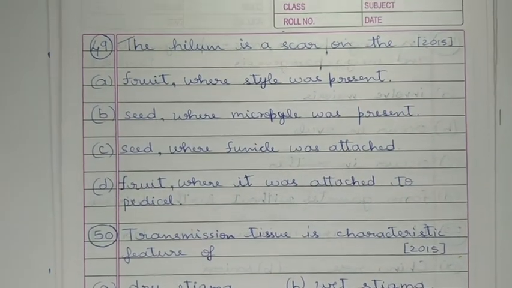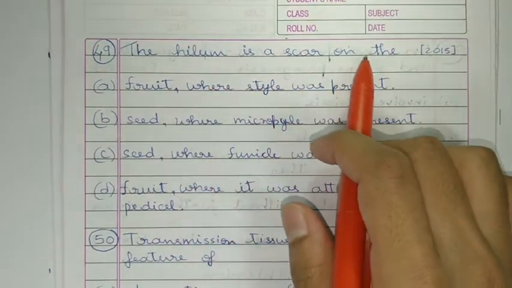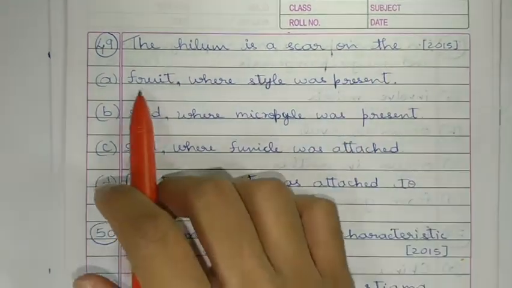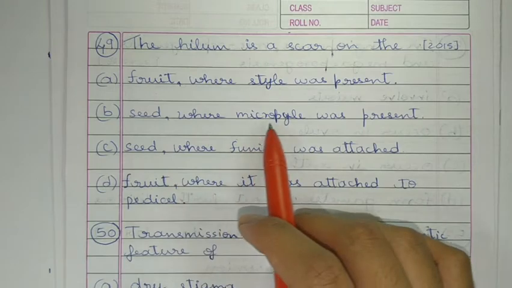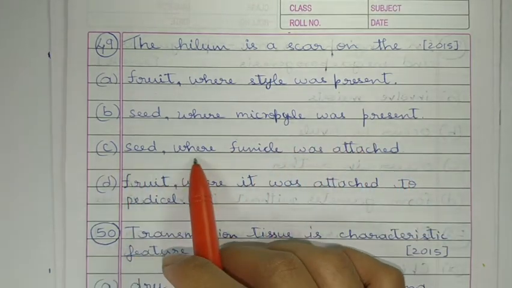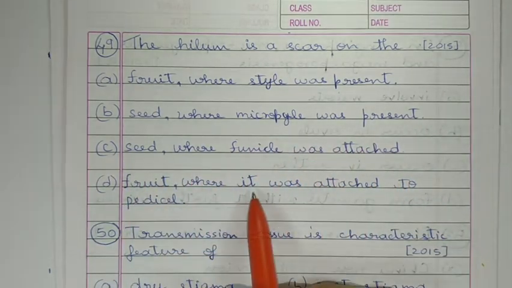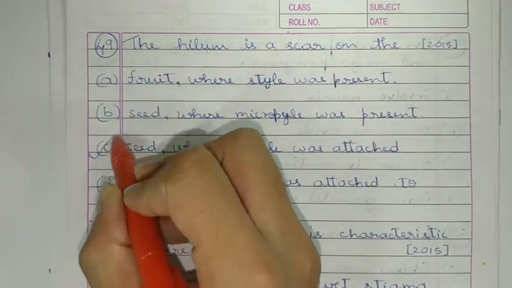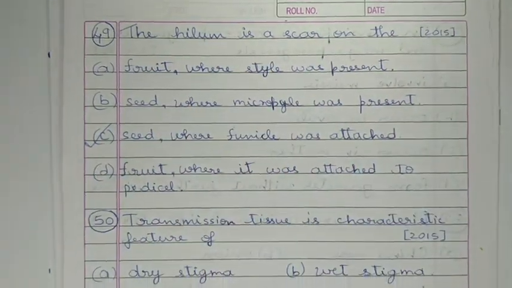49. The hilum is a scar on the option A, fruit where the style was present. Option B, seed where the micropyle was present. Option C, seed where the funicle was attached. Option D, fruit where it was attached to the pedicel. So the hilum is a scar on the seed where the funicle was attached. Option C.